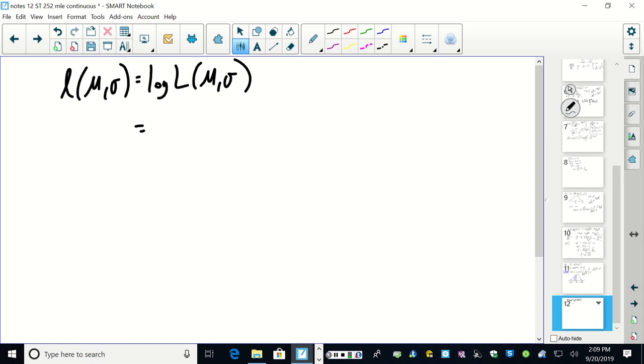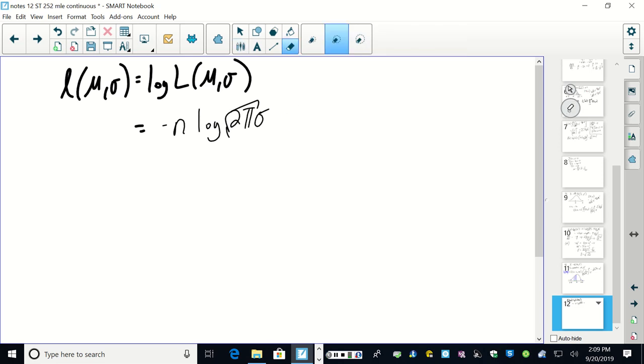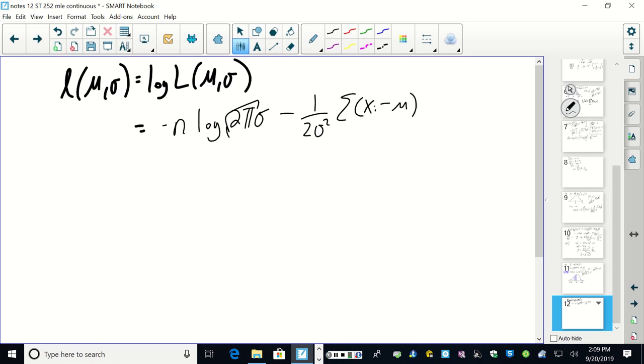And so negative n is a log of 2 pi sigma. There's a square root of 2 pi there on that one. Right? And then a minus negative 1 over 2 sigma squared, a sum of xi minus mu squared.